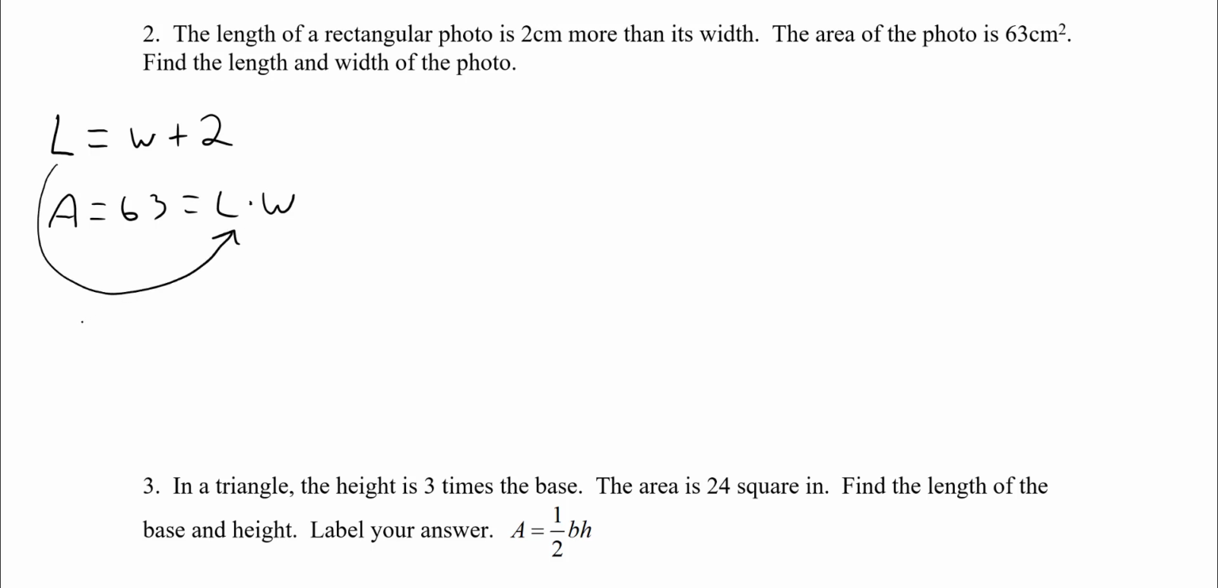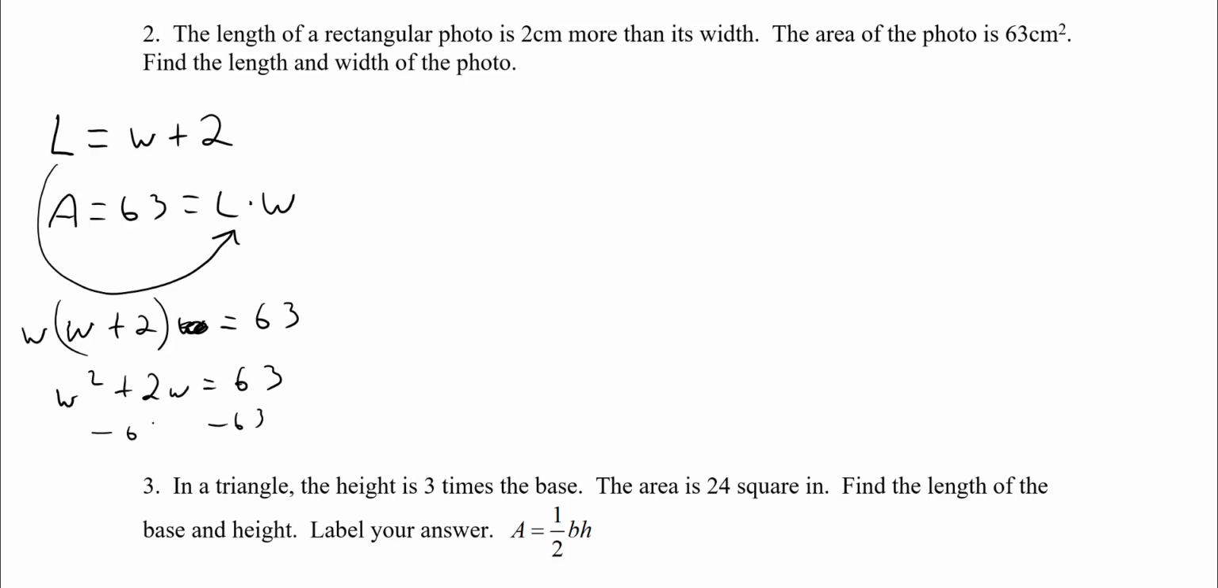So I really get W plus 2 times the width equals 63. Okay? Now the W is kind of on that side. Let's move it over here. You guys are used to that. So I get W squared plus 2W equals 63. Okay, cool. Subtract 63 from both sides. So I get W squared plus 2W minus 63 equals 0.